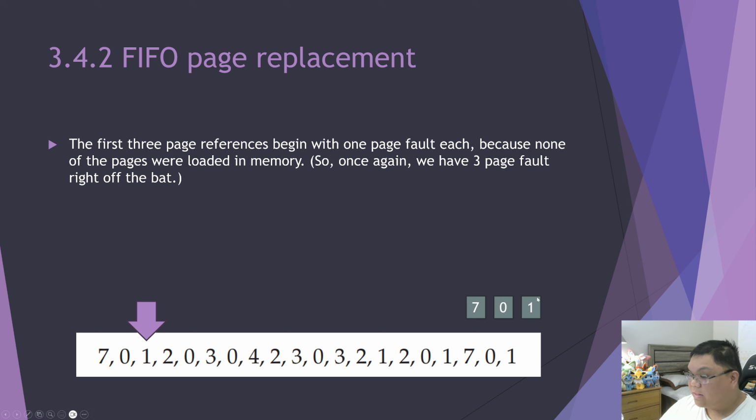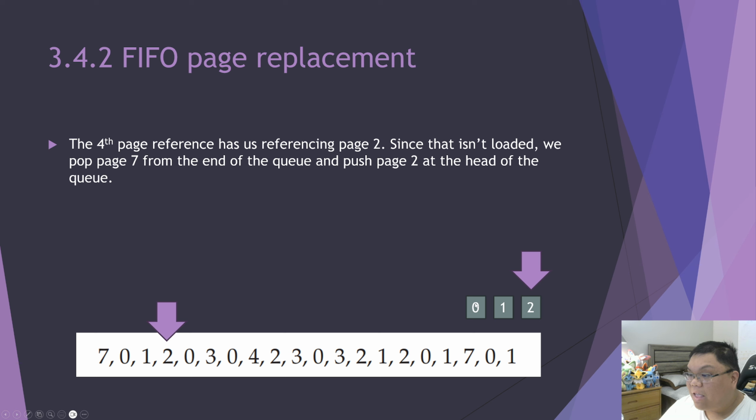So the thing is, we need to read this queue from right to left. So 1 was the most recent page, 7 was the oldest page to be loaded. So, start of the queue is on the right, end of the queue is on the left. When we read page 2, and we don't have page 2 in our queue, we pop page 7 and push page 2. So now we have pages 0, 1, and 2 in our queue.